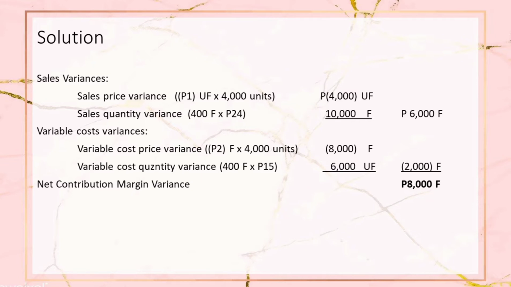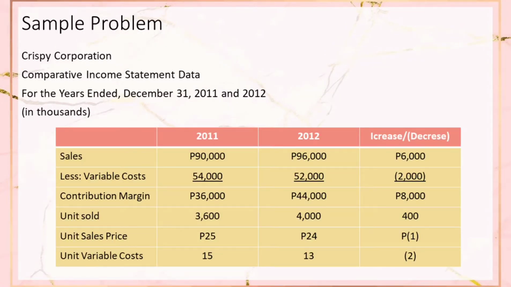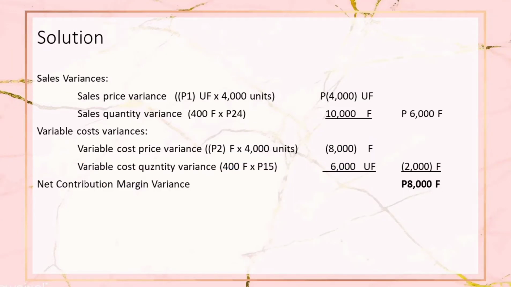Next, we will get the sales quantity variance. To get the sales quantity variance, just multiply the difference in the units sold in 2012 and 2011 by the unit sales price in 2012. So, we have the difference in the units sold of 400, multiply it by the unit sales price of 24 pesos. So, we get 10,000, which is favorable. So, we have the sales price variance and the sales quantity variance. So, we will get 6,000 favorable sales variances.